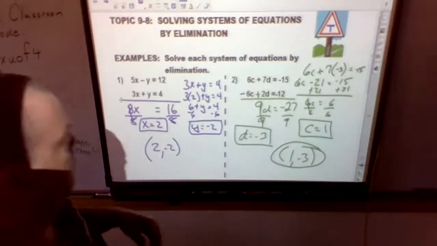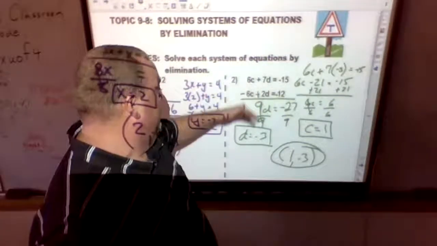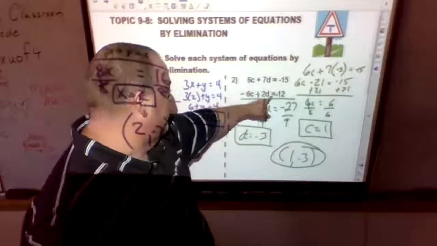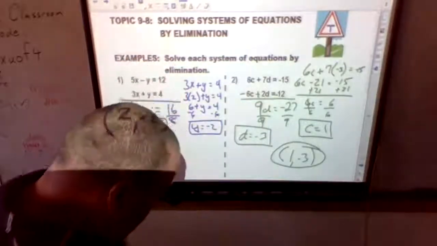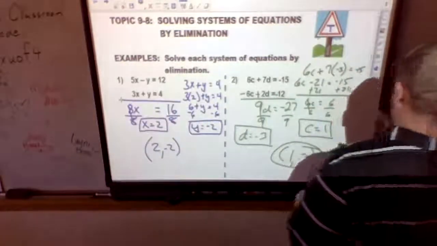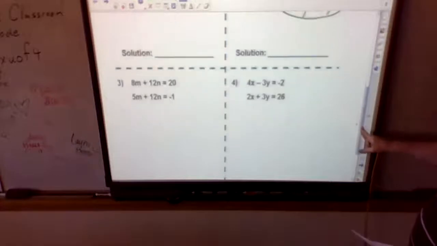Okay, so if you can't add vertically to eliminate, then you just got to choose one equation. I always like to try to change the bottom one. To me, it's just easier. Change all of those signs and then combine your like terms to eliminate one variable. Okay, so on to number 3.